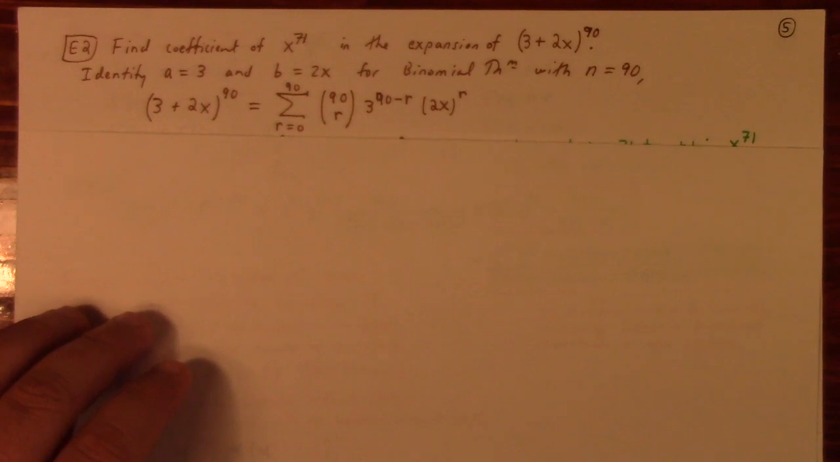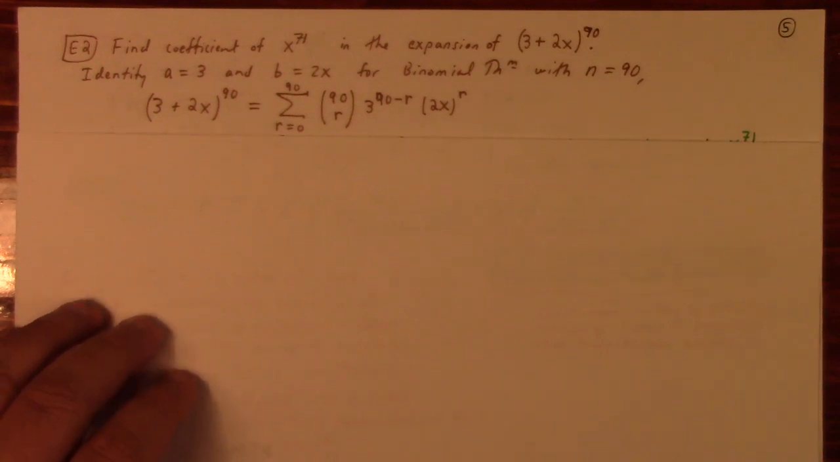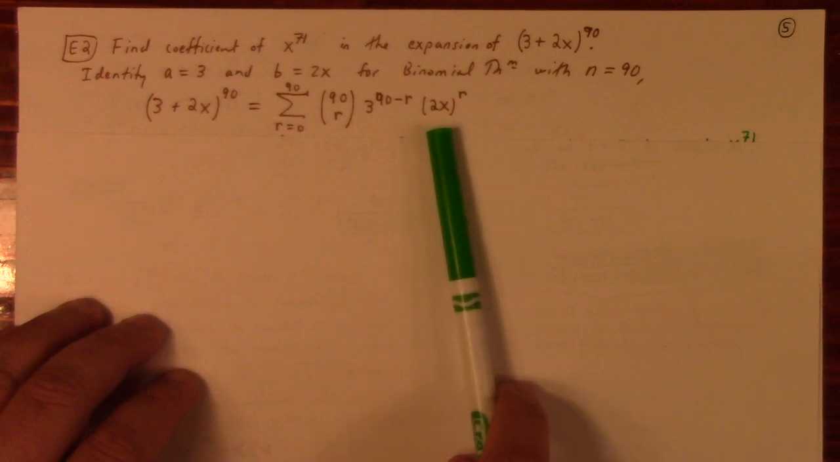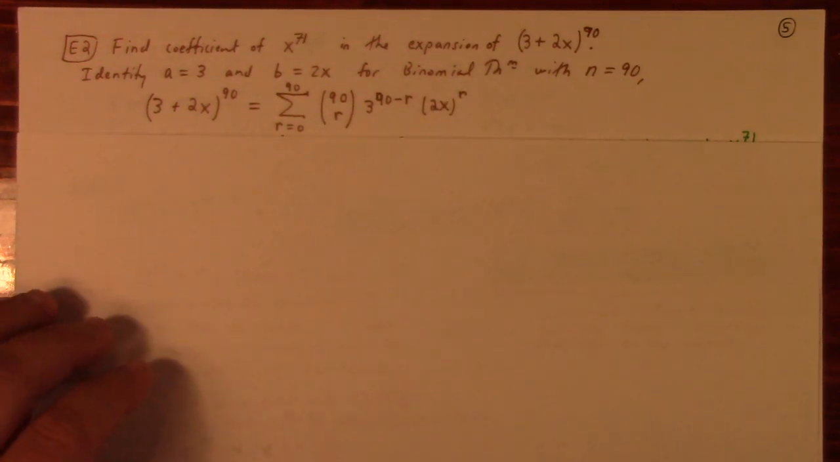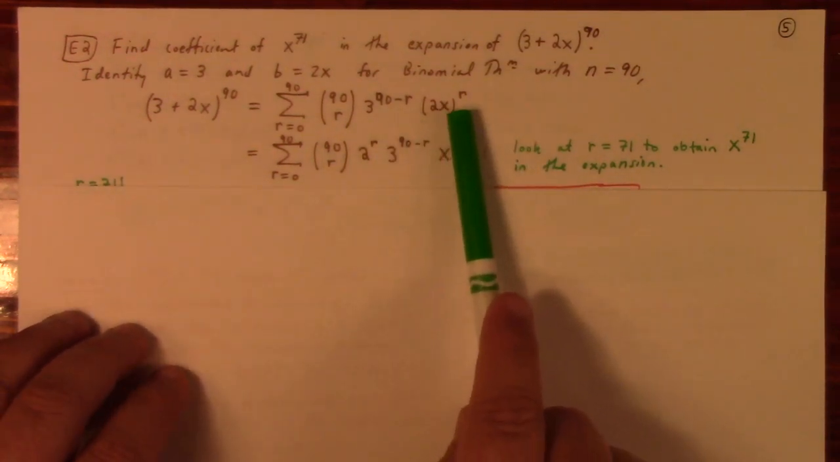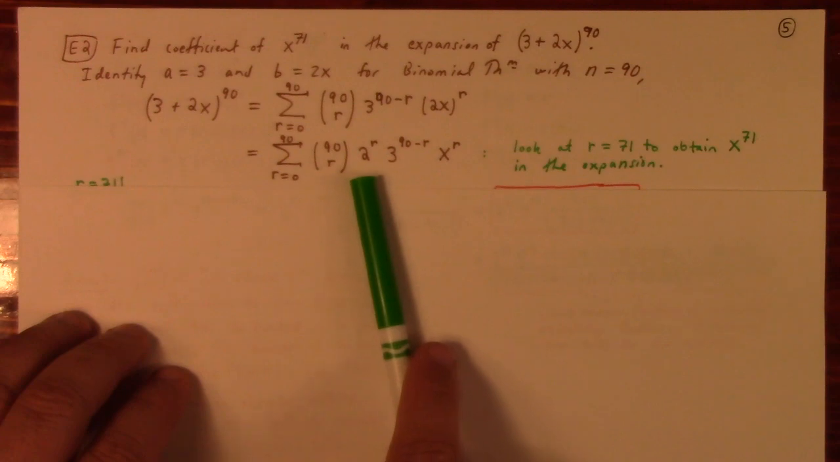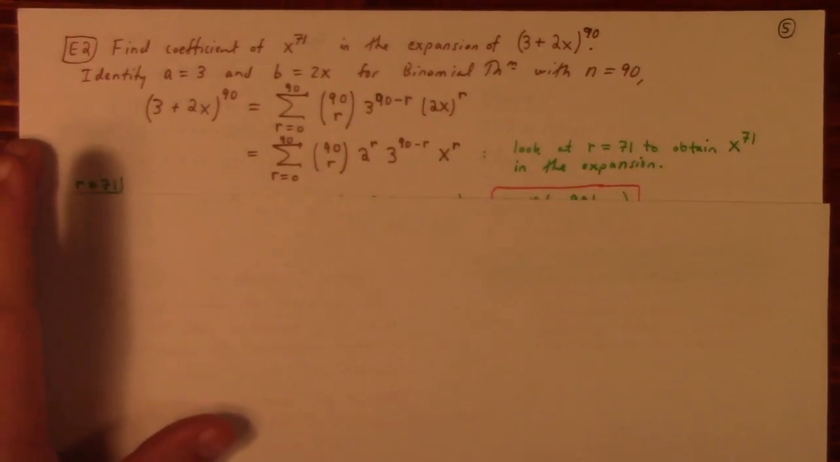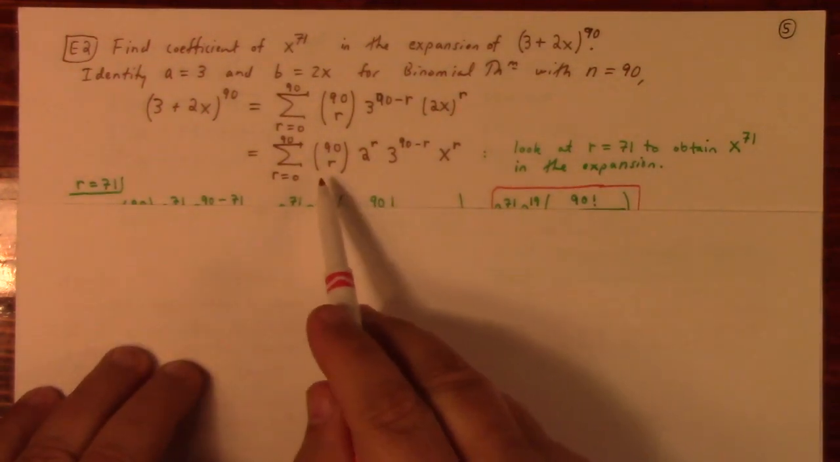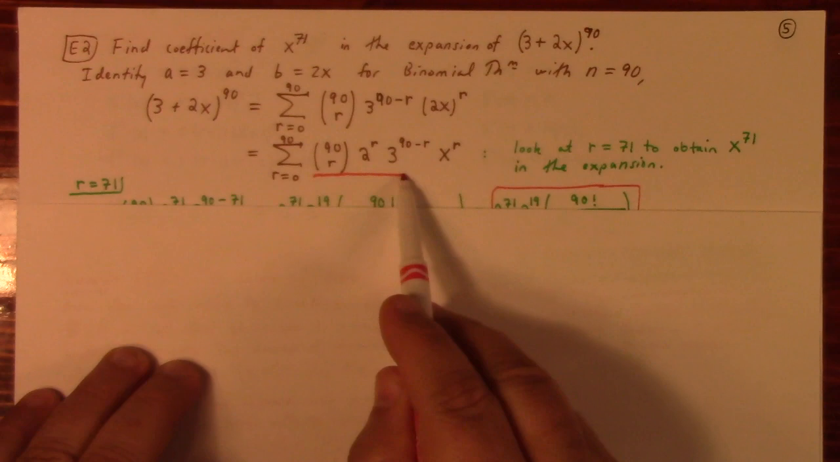So the binomial theorem is easy enough to write down. 3 plus 2x to the 90th power is the sum, r equals 0 to 90, of 90 choose r, 3 to the 90 minus r, times 2x to the r power. All right, lovely. And so by laws of exponents, you can pop out a 2 to the r from that. You've got your x to the r. So now we can identify the coefficient, right? The coefficient of the x to the r, which should be all of this stuff right here.